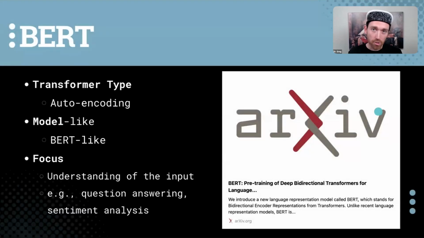Okay, BERT. Now, this is the B. What does it stand for? It stands for bidirectional. What does the E stand for? It stands for encoder. R and T is kind of throwaway here. Representations of transformers. Focusing on understanding the input. If you want to answer somebody's question, you really got to understand what they asked, right?